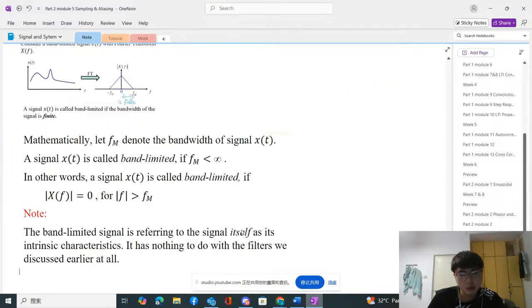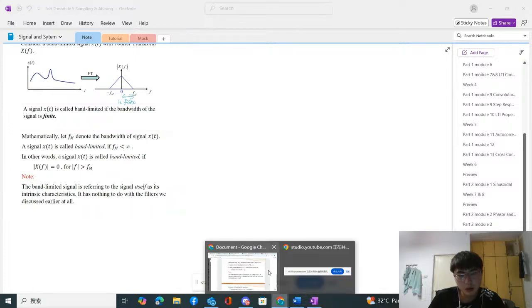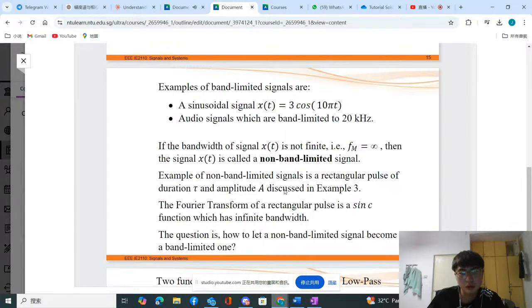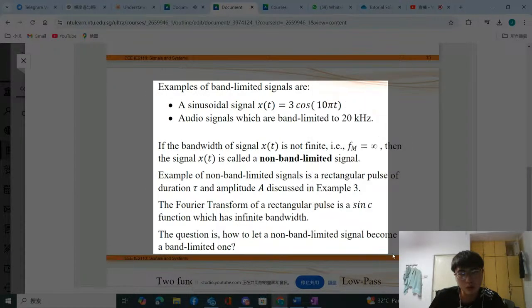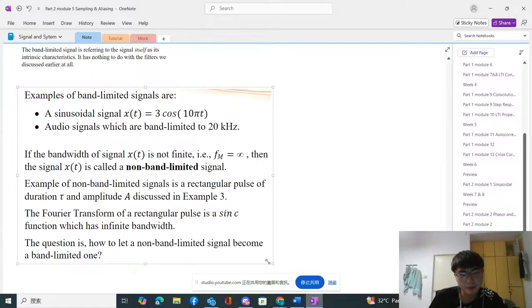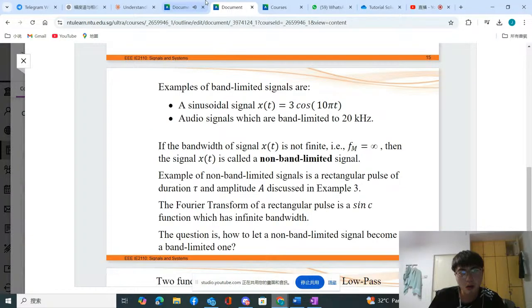An example of a non-band limited signal is a rectangular pulse of duration tau and amplitude A, discussed in example number 3. Recall that this rectangular pulse goes from minus tau over 2 to tau over 2, so the duration is tau, with amplitude A here. Earlier on, we showed that this has a Fourier transform given by A tau sinc(f tau). So it's a sinc function.